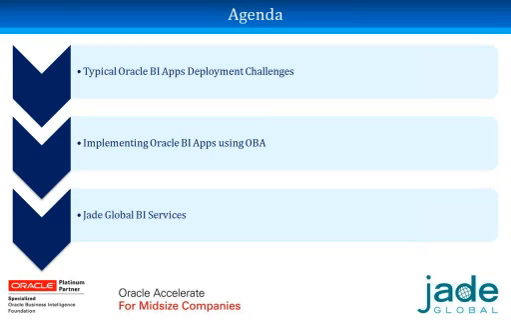So we will talk about the approaches, the conventional approach that we generally follow, and how OBA can help us in accelerating the process. And then finally we'll talk about what Jade can provide in the BI services space.